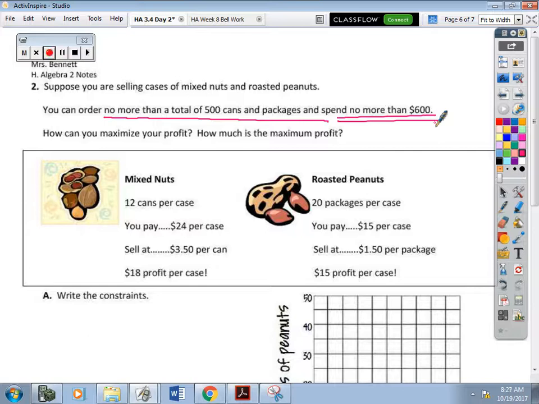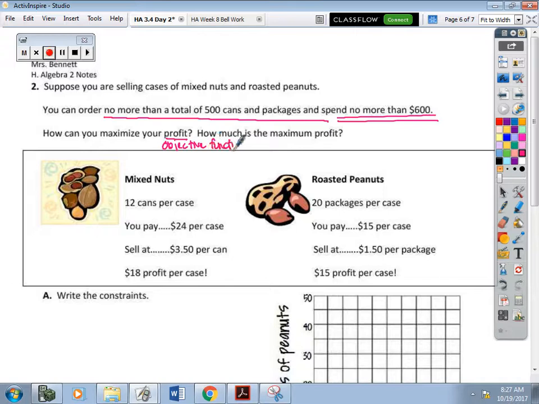So instead of giving you a big run-on sentence up here, they gave you a little chart with, first of all, how many cans are in a case and how many packages are in a case. They tell us how much we pay for each case and how much we sell for each case. And they give us the profit per case. So a lot of information. I'm going to give you a few minutes to try and write your constraints, which again deal with inequalities. So you're looking for keywords: at least, at most, less than, more than. Your objective function is going to be related to the profit.